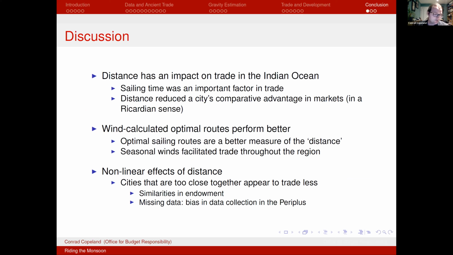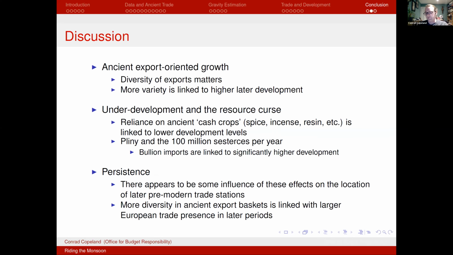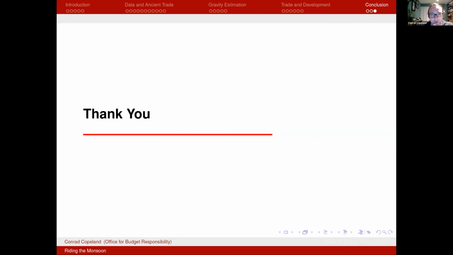And so in conclusion, there's 30 seconds maybe. In conclusion, the trade in the Indian Ocean in the late Iron Age is well modeled by a gravity model with the caveats of nonlinearity and wind augmentation. And then this story of export-led growth with resource curse and the persistence of trade effects from the late Iron Age up into the early modern period exists and is shown in the data. And so with that, I will hand it over.